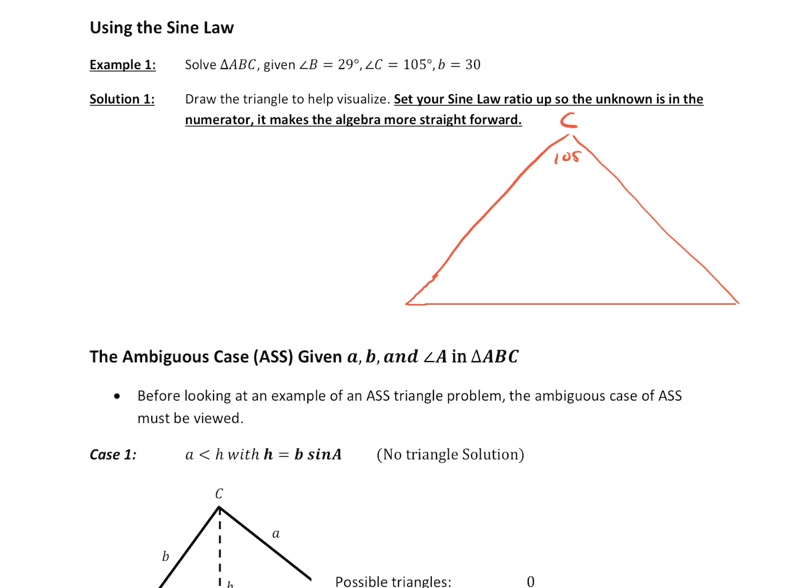Now, from my drawing, this angle looks less than this angle over here, but I'm just going to call that B and work from there. If A happens to be less, great. If A happens to be bigger, then just adjust your drawing or just trust your numbers, okay? Now, you know that side B is 30, and that's all we know.